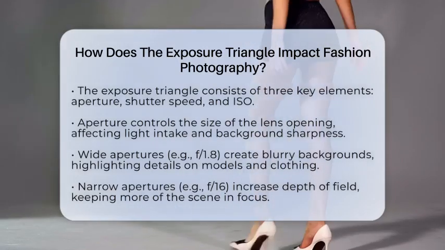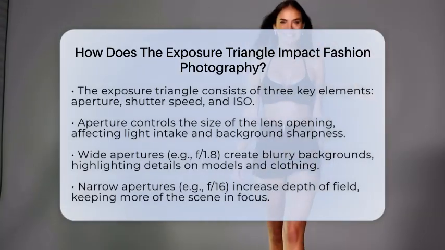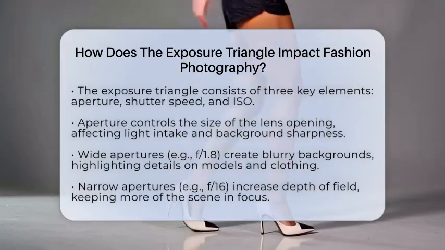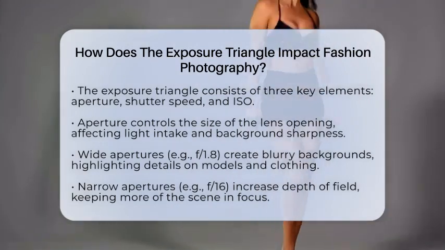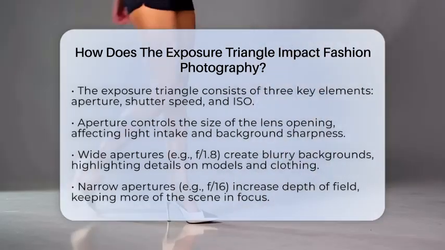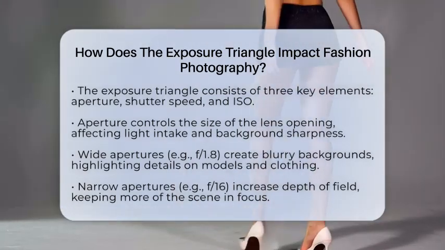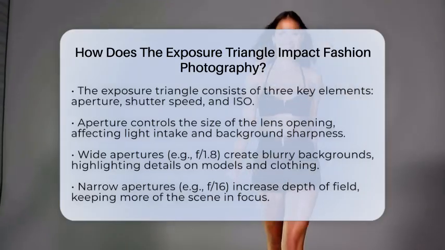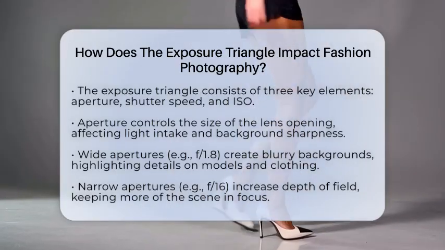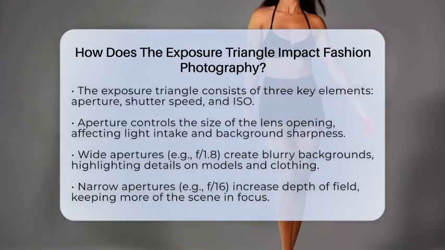This is made up of three key elements: aperture, shutter speed, and ISO. Each one plays a vital role in how the image turns out, especially in the fast-paced world of fashion photography. Let's start with aperture. Think of it as the size of the opening in the camera lens.